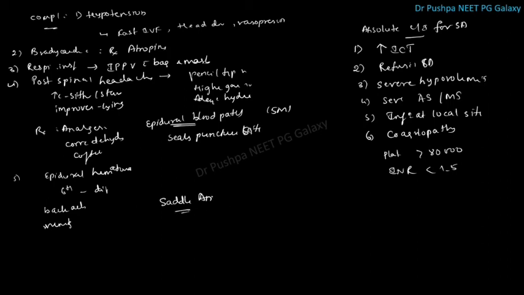So there is one more terminology called saddle anesthesia. What is this saddle anesthesia? It is one of the modifications of spinal anesthesia. So spinal anesthesia is given in sitting position, and patient is allowed to sit for about 8 to 10 minutes. So the anesthetic effect will come in the form of saddle. That's why it is called saddle anesthesia. It can be given in all perineal surgeries. So these are the few important questions from anesthesia for NEET PG exams.